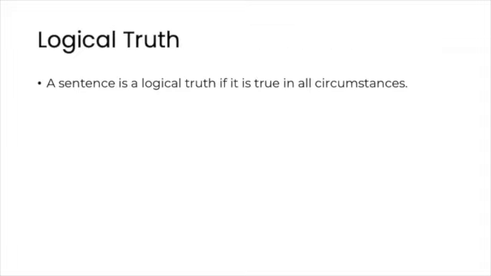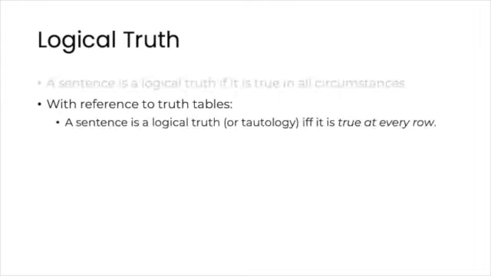A sentence is a logical truth if it is true in all circumstances. For SL, we can give a definition of logical truth with reference to truth tables. A sentence is a logical truth, or tautology, we'll see what this means in a second, if and only if it is true at every row. So, if you make a truth table for a sentence, and the column for it only contains T's, then the sentence is a logical truth. But if we find even one row that has an F, then the sentence is not a logical truth.